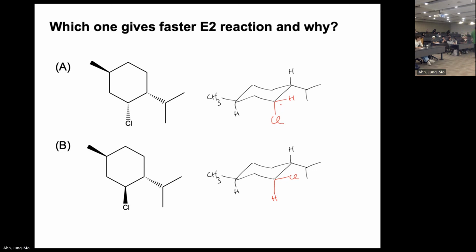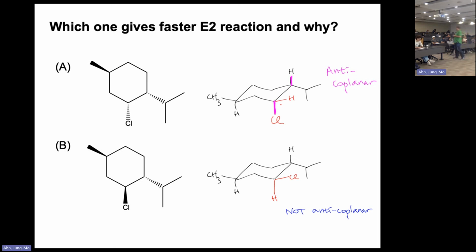Can you expect one of them to go faster into elimination than the other? Because for elimination to happen, we need an anti-coplanar adjacent hydrogen. In that one, you see this chlorine and that hydrogen are lined up, they're anti. So an anti-coplanar hydrogen is available in the most stable chair conformation, so we expect elimination to happen. But for the other one, can you find any hydrogen anti-coplanar to this chlorine in its most stable conformation?